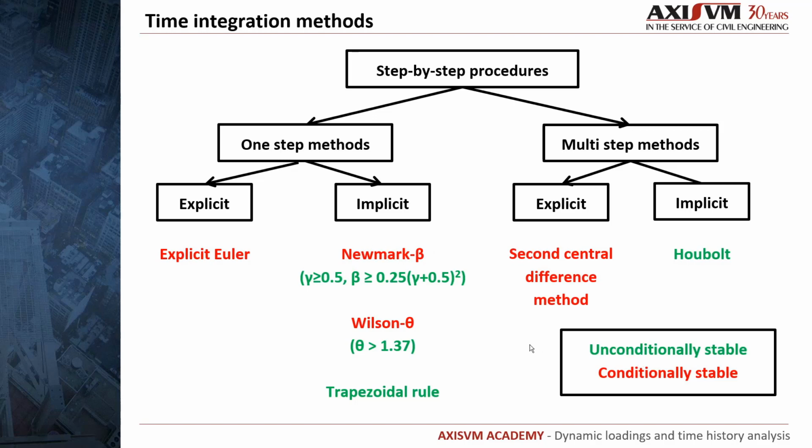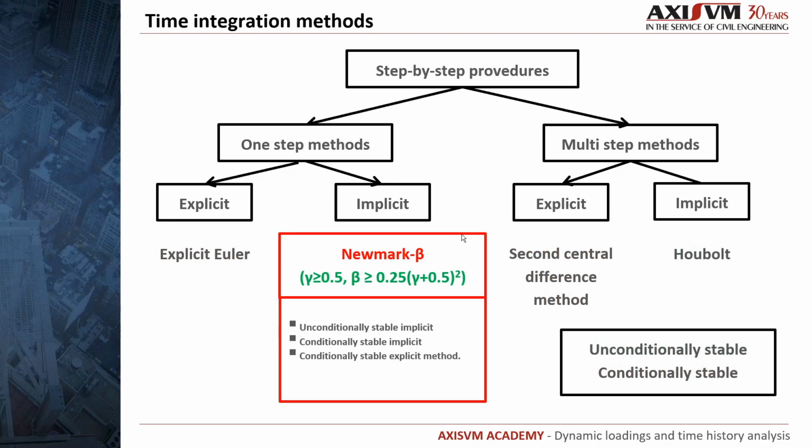Explicit methods are faster to solve, but due to their conditional stability, the time step often has to be much smaller than in case of implicit solvers, which has a counter effect on the efficiency. In this webinar, only the Newmark beta method is presented in detail, since this method is widely used by many software packages and also implemented in AxisVM. The Newmark beta method is very attractive because depending on the chosen parameters, it can be turned into an unconditionally stable implicit method, conditionally stable implicit method, or conditionally stable explicit method.